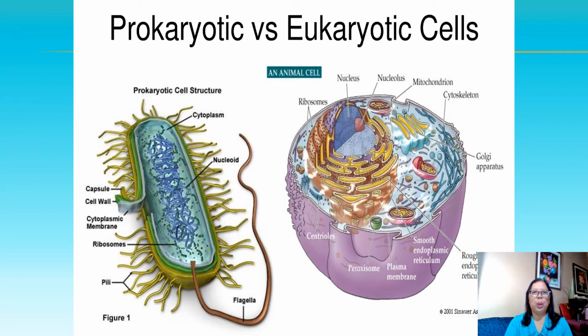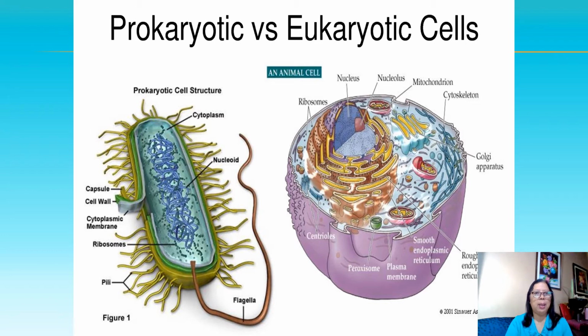So this is a picture of your prokaryotic cell and eukaryotic cell. This is an animal cell and this is your prokaryotic cell. If you're going to look at it, this is more simple as compared to the animal cell. This is a typical animal cell, of course, showing to you the different parts that could possibly be found in an animal cell. Whereas in here, this is also an illustration showing to you the possible parts of a prokaryotic cell.